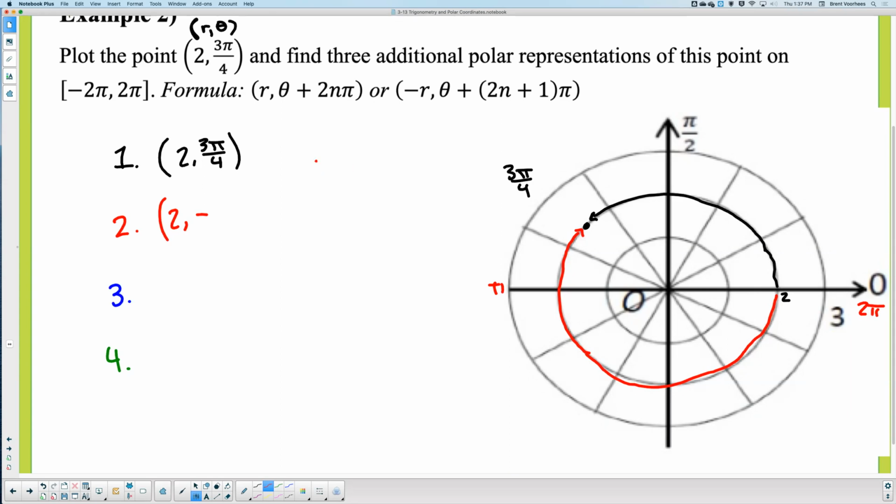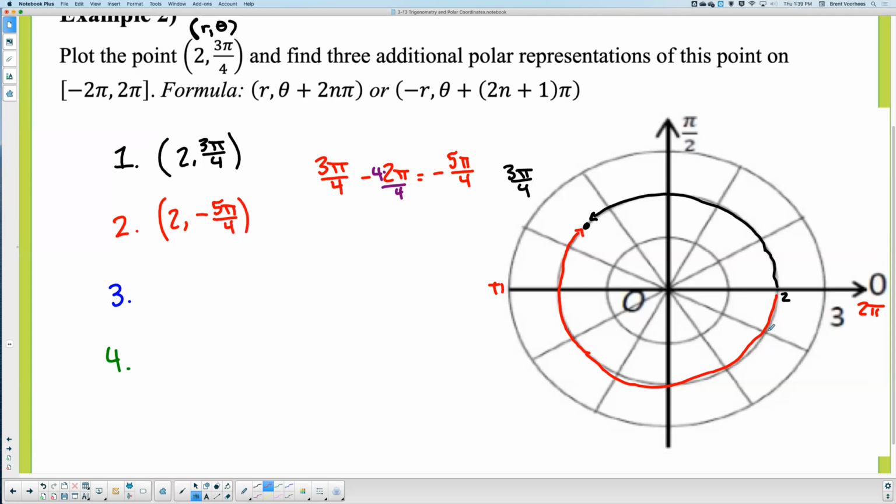So here's what I'm going to do. I'm going to take 3 pi over 4, and I'm going to take away 2 whole pi's, because that's how far apart they are. It's a full circle apart. Now, I'm going to multiply by a funny looking 1 here to get a common denominator. I'm going to multiply 2 pi by 4 over 4, so this becomes 8 pi over 4. What's 3 pi over 4 minus 8 pi over 4? Negative 5 pi over 4. That's another way we could write that point.